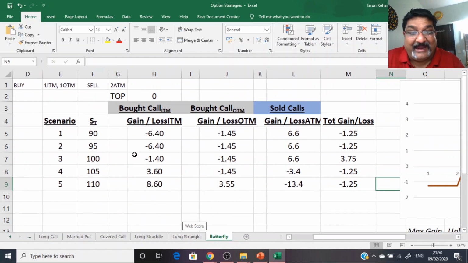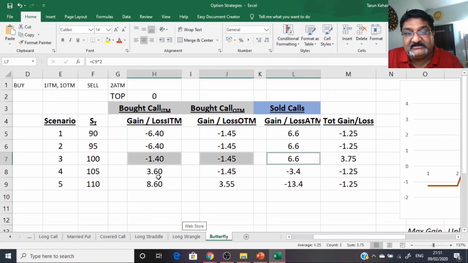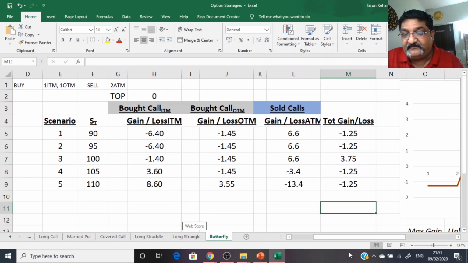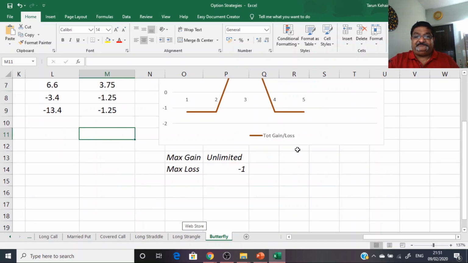Now let's try and add all these gains and losses horizontally. In the first scenario, the combined gain or loss is 1.25. Second scenario, 1.25. Third scenario, you have a gain of 3.75. Fourth scenario, again you have a loss of 1.25. Fifth scenario, again a loss of 1.25. If you look at it very carefully, I've constructed a graph of the total gain or loss. It looks like a butterfly with two wings, which is here. That's why this is called a butterfly strategy.